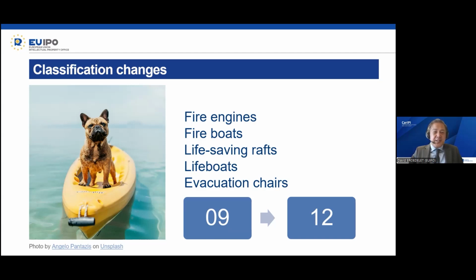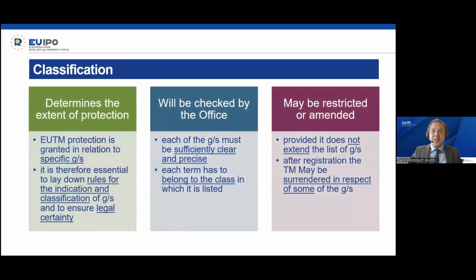A fire engine is, of course, a vehicle, right? And also a boat is for transport, right? And a chair, this evacuation chair, is also for transport. So this is the reason behind the changing from 9 to 12. And I think this also makes sense. Now, we go to the next parts of classification.